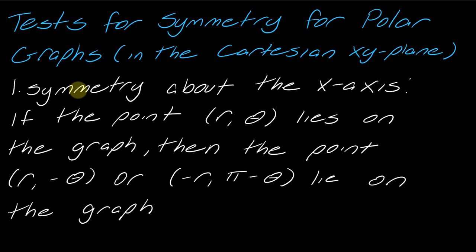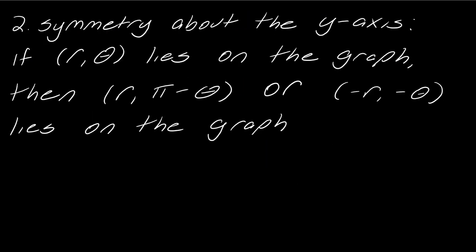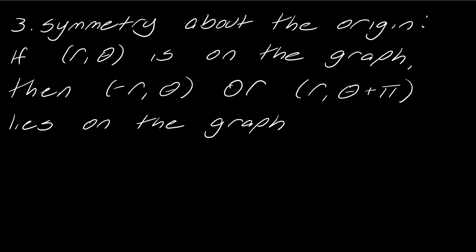So for instance, if I have symmetry about the x-axis, what that means is if (r, theta) lies on the graph, then either (r, negative theta) or (negative r, pi minus theta) lies on the graph. For symmetry about the y-axis, if (r, theta) lies on the graph, then (r, pi minus theta) or (negative r, negative theta) lies on the graph. And then finally, symmetry about the origin. If (r, theta) is on the graph, then (negative r, theta) or (r, theta plus pi) lies on the graph.